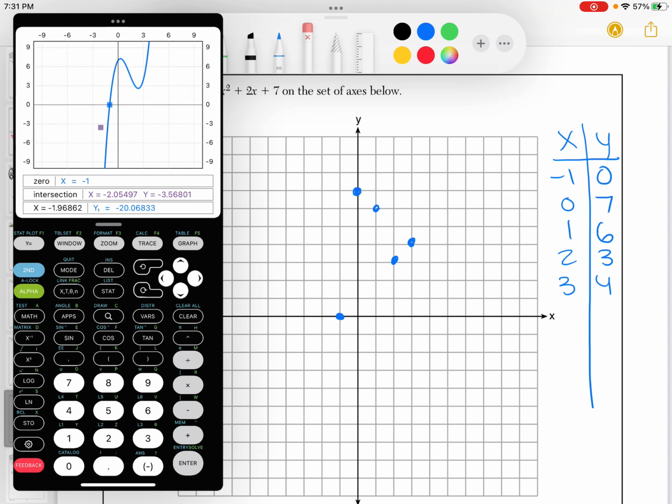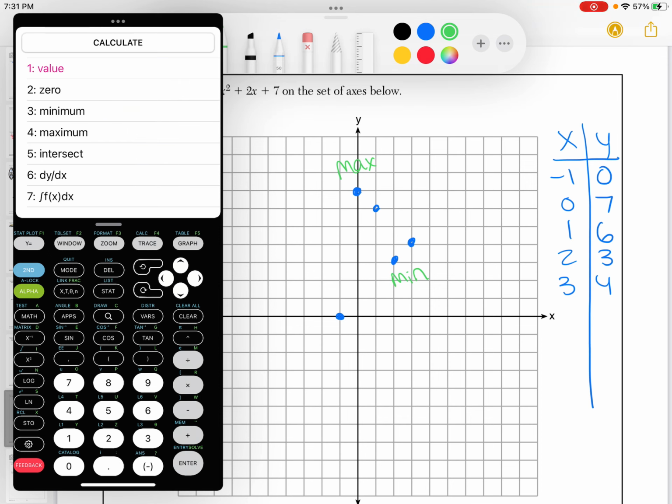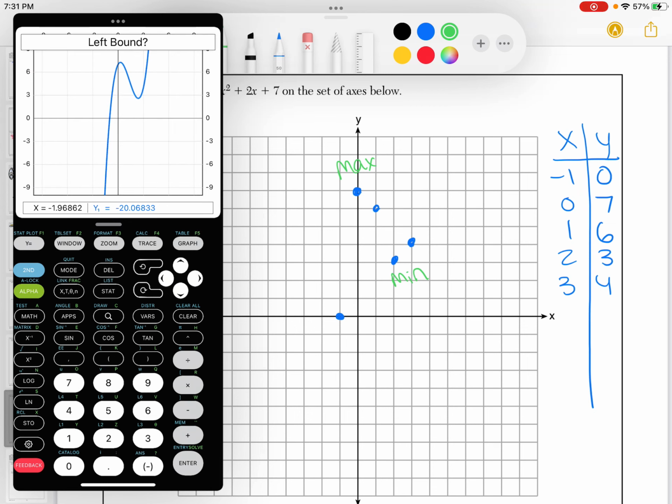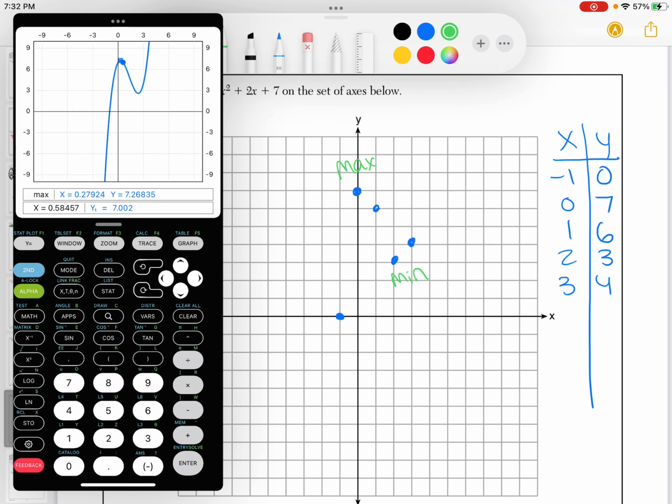Now, back to the graph real quick. There's a maximum up here somewhere and a minimum here. It doesn't matter which one you find first. I'm going to do the maximum first by doing second trace and going to maximum. Now remember, it walks you through what it wants you to do. So I need to do left bound first. So see my cursor. I know it's a lot smaller than yours, but I'm moving it a little bit to the left of the maximum. Press enter. Right bound means move a little bit to the right of the maximum and press enter. And then you guys have to press enter one more time.